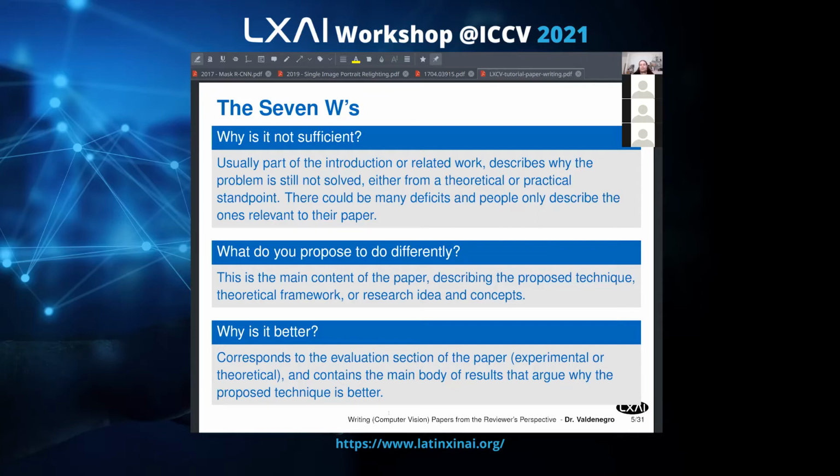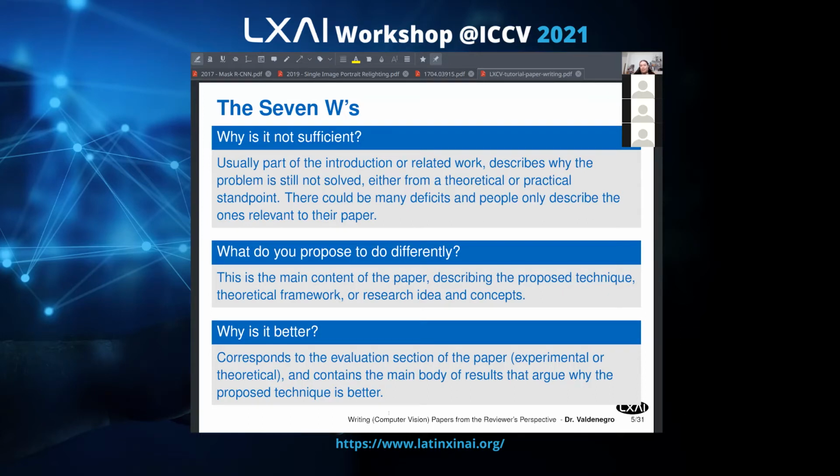or research idea and concepts. Usually you first describe the idea as an idea and a concept, in a general way. For this, you usually use figures and text. And later you do the evaluation. The evaluation is the part where we mention why it is better. So this is the evaluation section of the paper. It can be an experimental or theoretical evaluation.